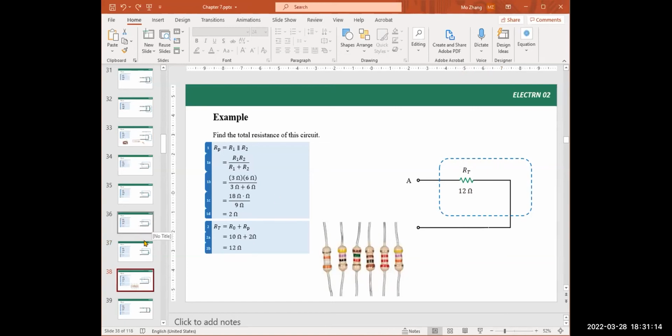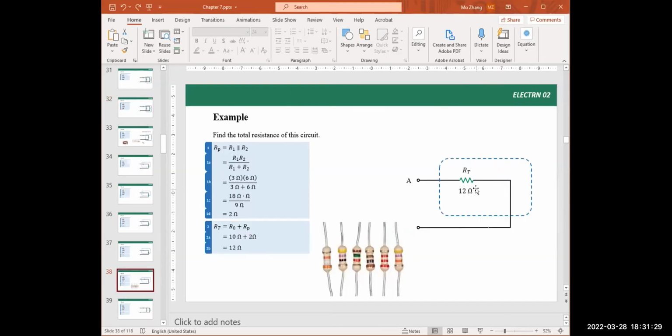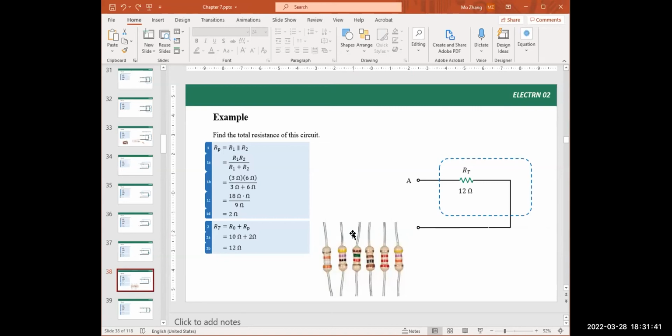So let me step back, right? This is slide 38. And here is our original circuit. Our original circuit has 3 resistors. This circuit's behavior is same as this circuit. Same value. Even though here has 3 resistors, 10, 3, 6, but after using the techniques we learned, we figure out, right, the total resistance of that parallel series circuit equal to 12 ohm. Any questions? Okay, cool.